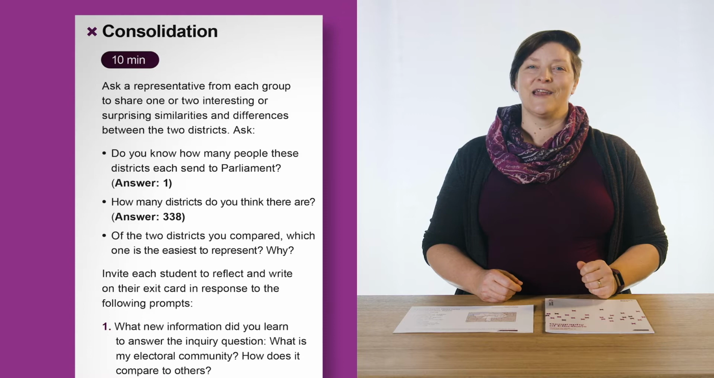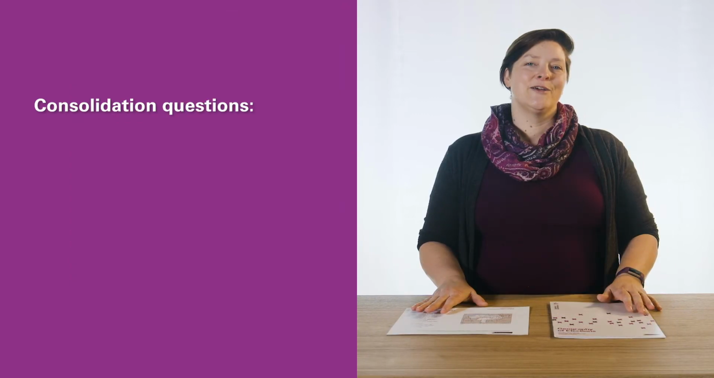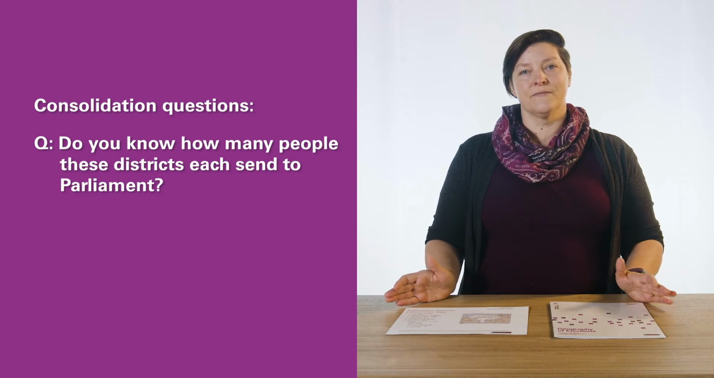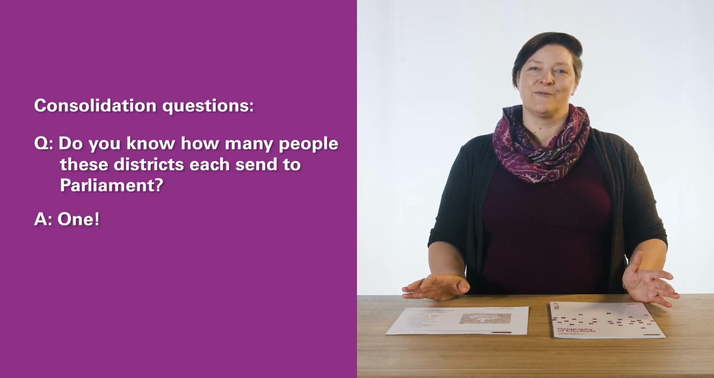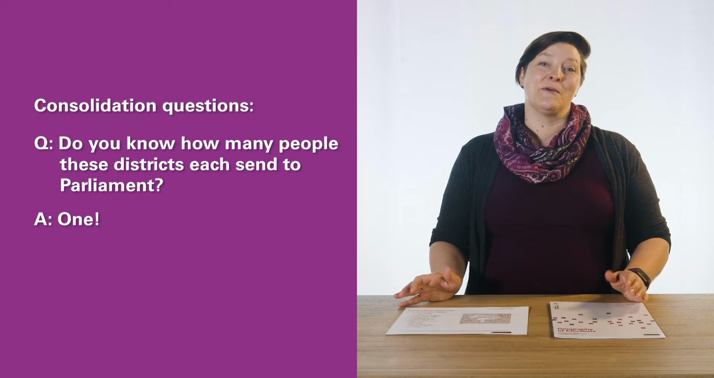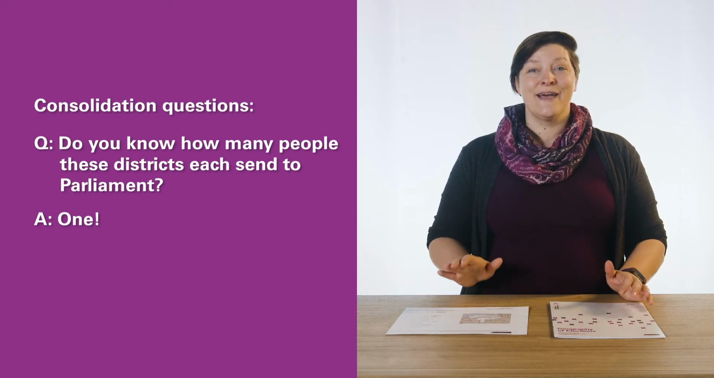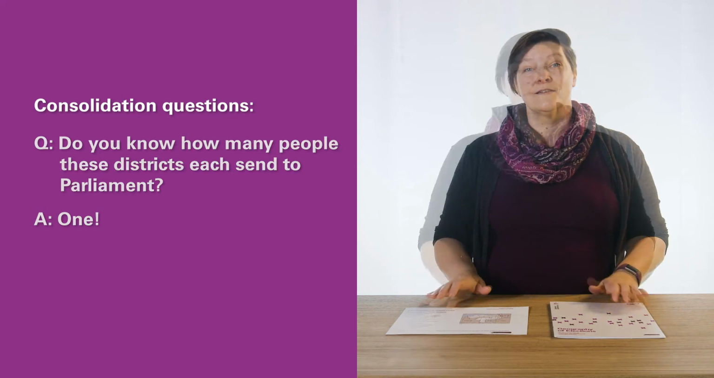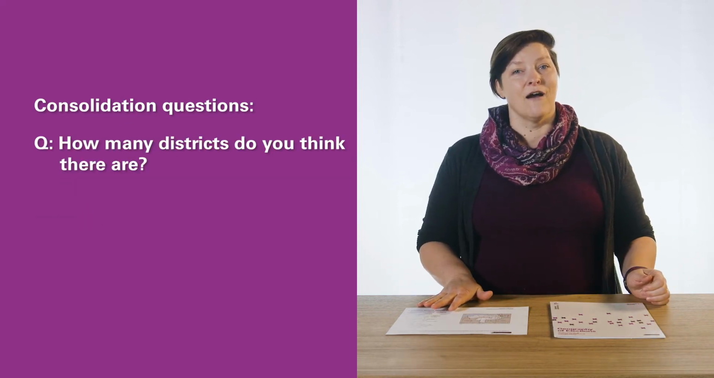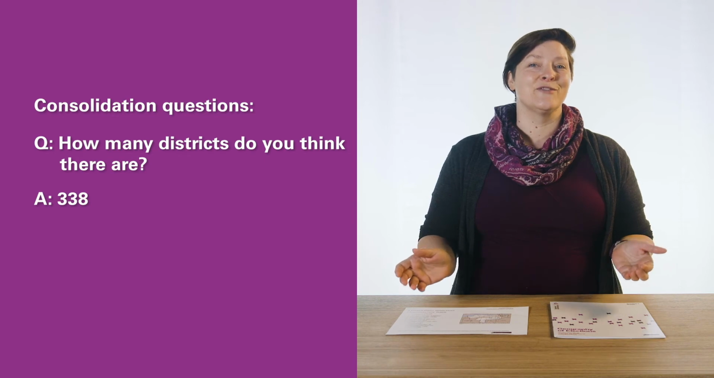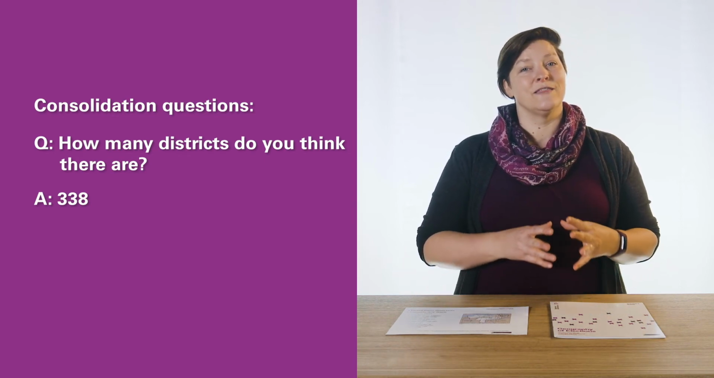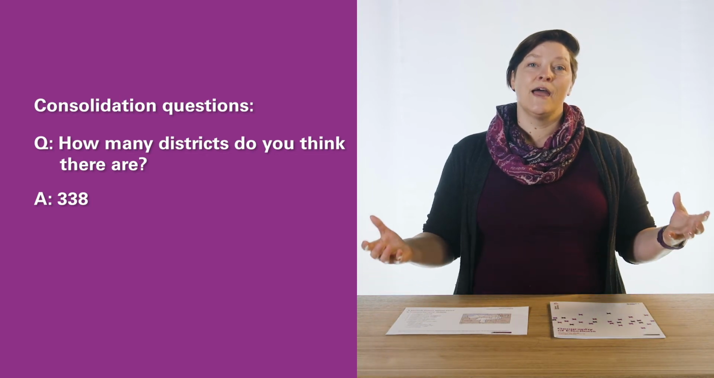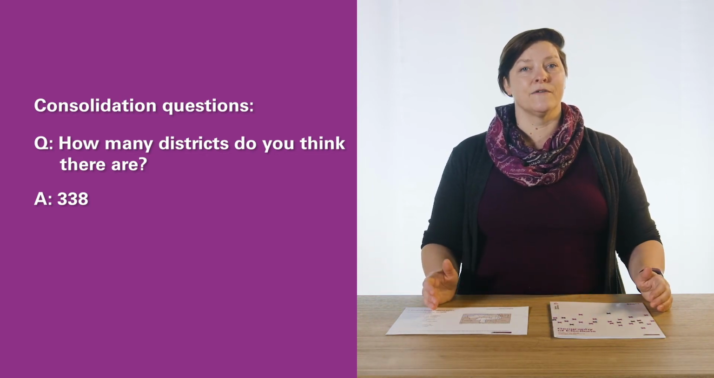Here's one question you can ask to start the discussion. Do you know how many people these districts each send to Parliament? This one's a bit of a trick question. We want students to remember that only one person represents everyone that lives in that district, whether they voted for them or not. How many districts do you think there are? The answer is 338. We want students to understand that Parliament is made up of all of these people who represent all of the citizens and make decisions on your behalf.